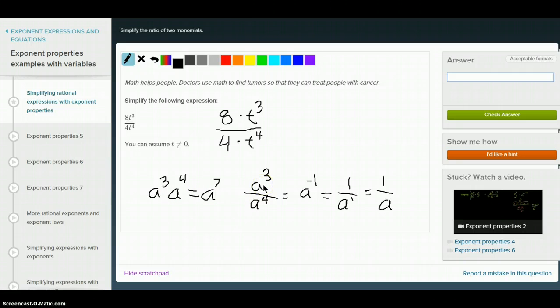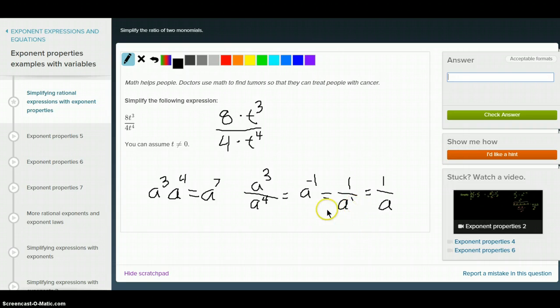And the same concept when you divide, except you're going to subtract. So a cubed over a to the fourth is going to be a to the negative 1, because 3 minus 4 is negative 1. And one last thing, if you have a negative exponent in the numerator, that's the same as having a positive exponent in the denominator. So a to the negative 1 equals 1 over a to the 1. And of course, any number raised to the 1 is going to be just that number, and any number raised to 0 is going to be 1.